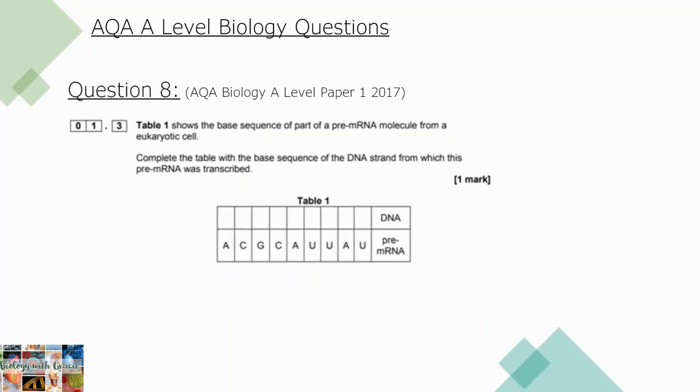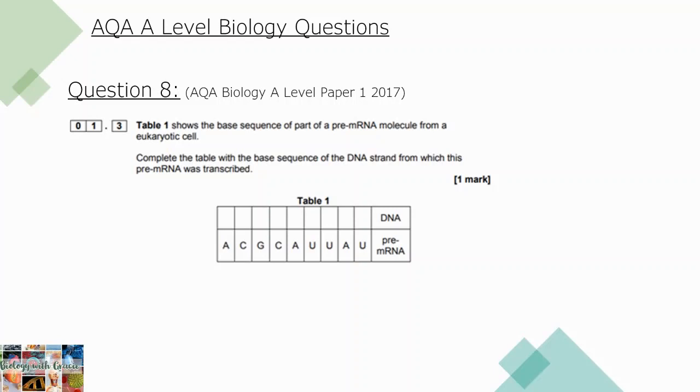Question 8. Table 1 shows the base sequence of part of a pre-mRNA molecule from a eukaryotic cell. Complete the table with the base sequence of the DNA strand from which this pre-mRNA was transcribed. Now, I think this is a really nice question because if you can remember which bases pair with which, then this is a really easy mark to get.